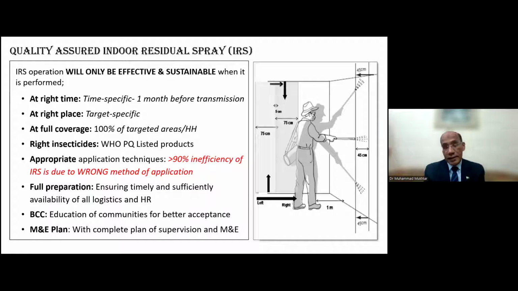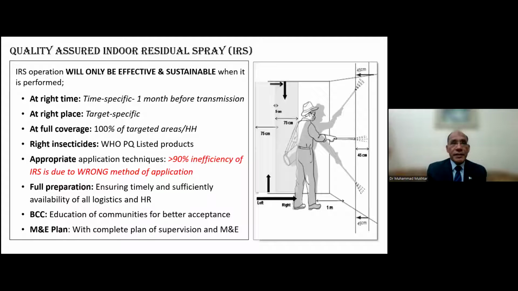Then full coverage, yes, it's either IRS or the bed net distribution. Unless you give 100% coverage of your target area, you will not get the desired impact of the intervention. Right insecticide, this is very important.